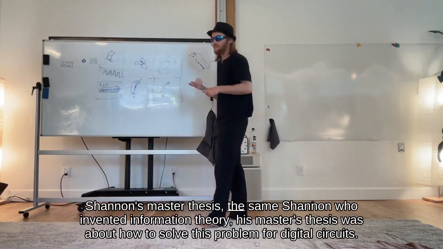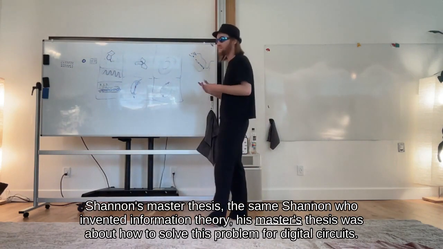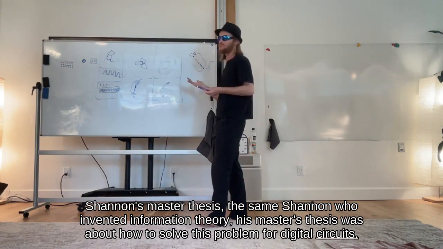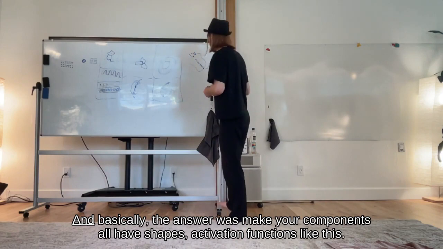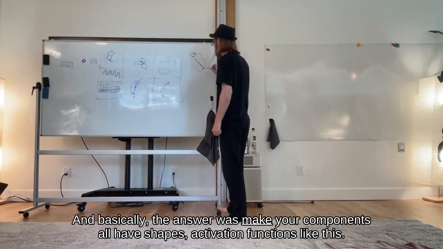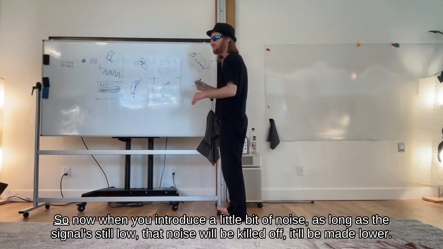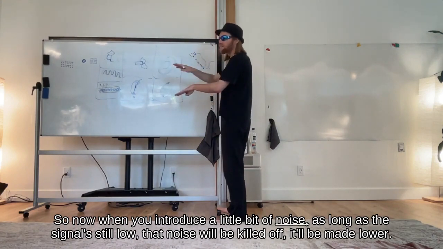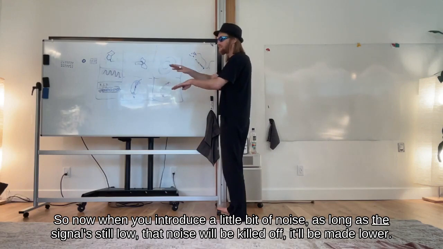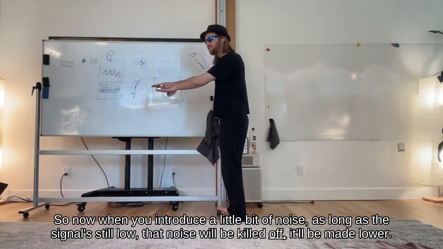Shannon's master's thesis, same Shannon who invented information theory, was about how to solve this problem for digital circuits. Basically the answer was to make your components all have shapes, activation functions like this, so that low signals get lower and high signals get higher at each stage. So now when you introduce a little bit of noise, as long as the signal's still low, that noise will be killed off, it'll be made lower.